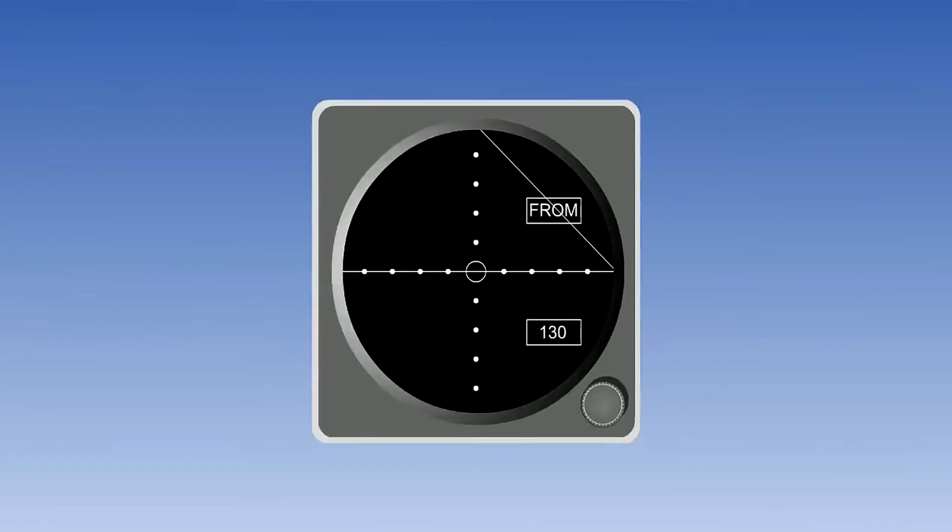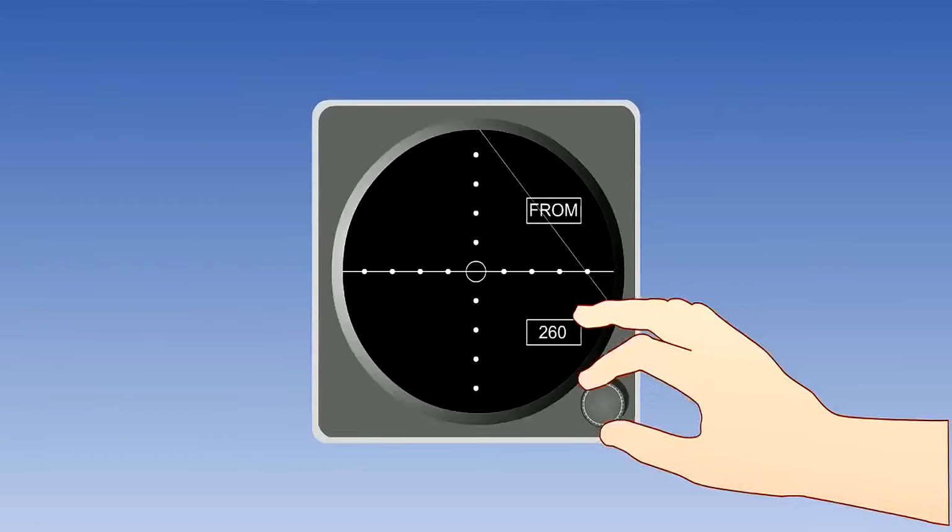Here, we see that the CDI is set to the 130-degree radial. As the needle is off the scale, it means that our aircraft is not within 10 degrees of the radial, as each dot and the center circle represent 2 degrees. If we turn the OBS to the left, so that 260 is selected, we see that the needle is beginning to come in. It is at the fourth dot, so the 260 radial is 10 degrees to the right of the aircraft.